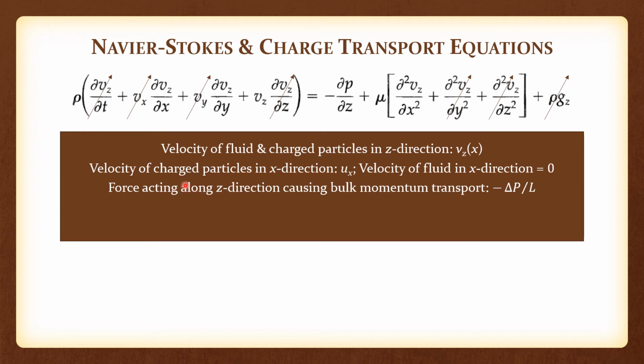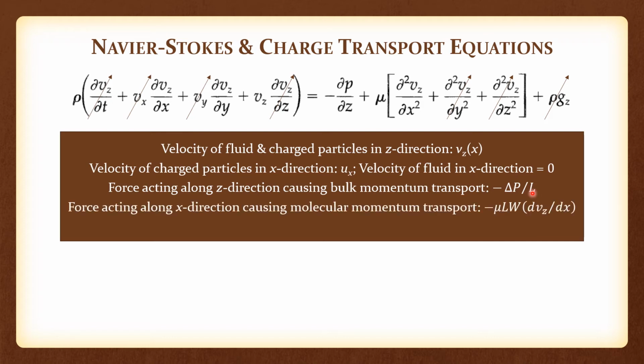Now the force acting along the z direction that causes bulk momentum transport is minus delta p by L. The force acting along the x direction causing molecular momentum transport is minus mu into Lw into dVz/dx, because Vz is only a function of x.